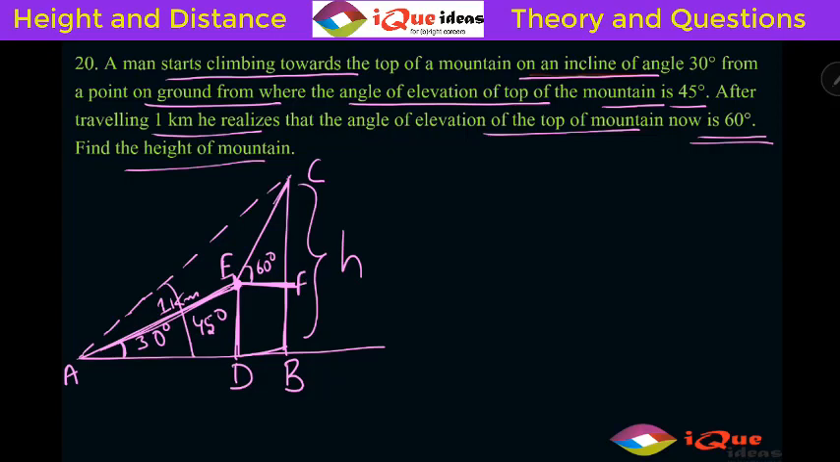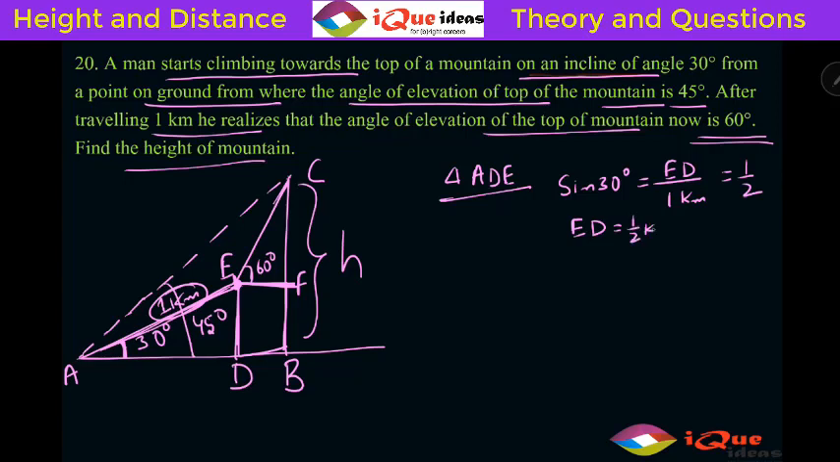Now there are many ways of doing this question. First, look at the triangle ADE. In that triangle, you have this angle 30 degree and this hypotenuse given as 1 kilometer. So what we can do in this question is, we can take this as sine 30 degree. Now sine 30 degree will be opposite side, that is ED, divide by hypotenuse, that is 1 kilometer. Now sine 30 is 1 by 2. So we have ED equal to 1 by 2 kilometers. Perfect.